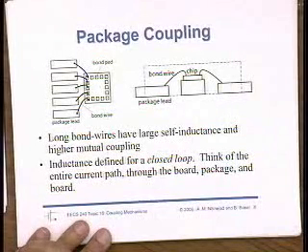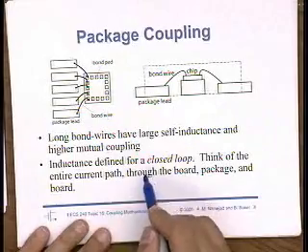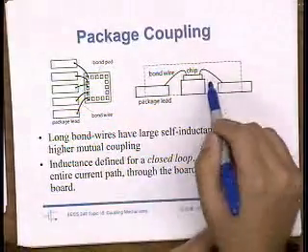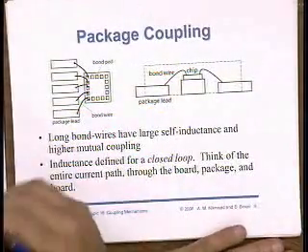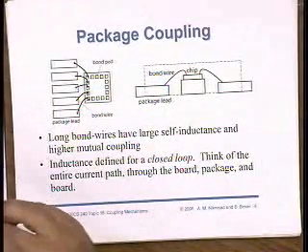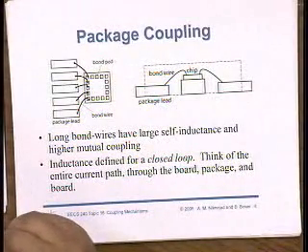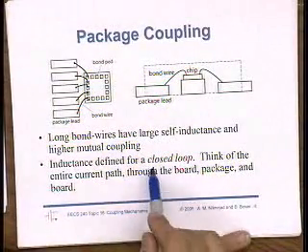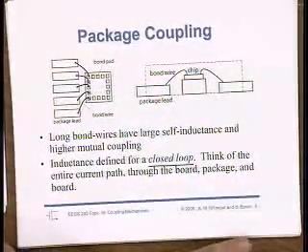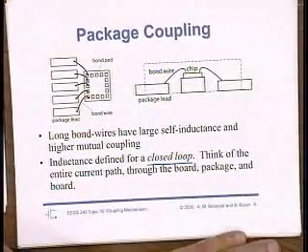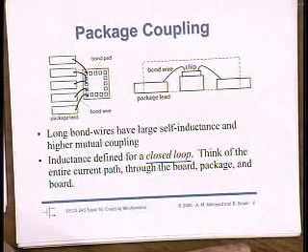One thing that's important, and I want to emphasize, is that you'll hear a lot of people talk about the inductance of a bond wire. They'll say, oh yeah, a bond wire has 1 nanohenry of inductance. That doesn't really make any sense. It only makes sense when you talk about a closed loop. So if you are talking about a bond wire, you have to define the path over which your current flows.